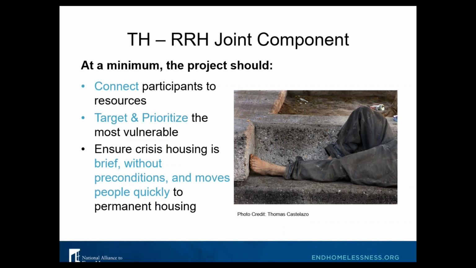Again, at a minimum, the joint component should provide and/or connect participants to resources that help improve their safety, well-being, and help them achieve their goals. And provider staff should be well-versed and up to speed on the myriad of agencies and organizations that can assist participants to meet that goal. The joint component should target and prioritize people experiencing homelessness who are the most vulnerable and have the highest barriers to access and ability to maintain their permanent housing. So for communities with large unsheltered populations and those experiencing chronic homelessness, outreach is going to be key to ensuring that the joint component is serving those who need it most. And last, the joint component should ensure that stays in the crisis housing portion of the project are brief and again are without preconditions, and that participants within that client-centered case management are working to move quickly to permanent housing.